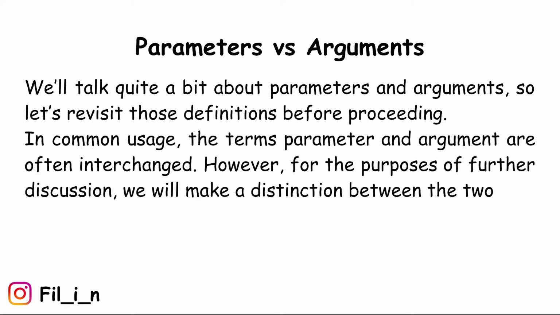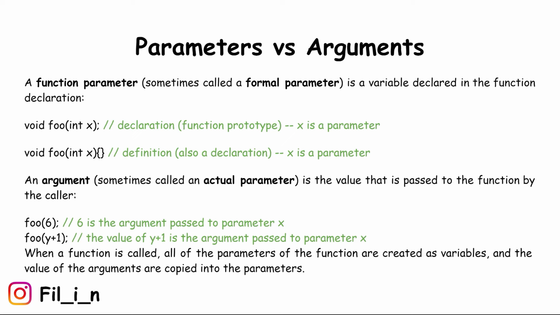We'll talk quite a bit about parameters and arguments, so let's revisit those definitions before proceeding. In common usage, the terms parameter and argument are often interchanged. However, for the purposes of further discussion, we will make a distinction between the two. A function parameter, sometimes called a formal parameter, is a variable declared in the function declaration.